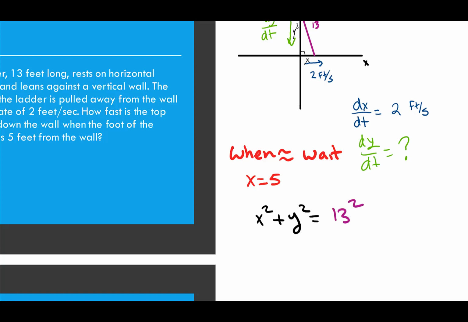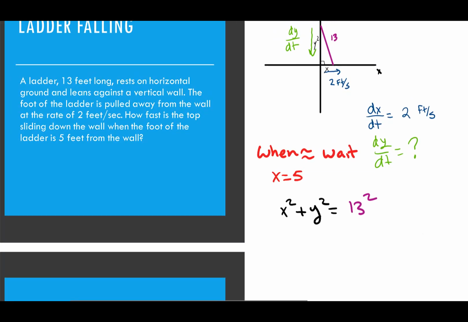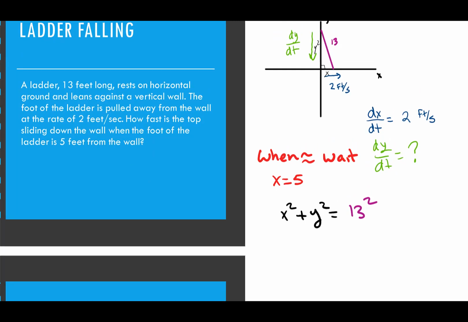That's never going to change. That's going to be 13 no matter what. That's how long the ladder is. So now we have ourselves an equation. We have an equation that relates everything together. We have our x values, our y values, and then we have this hypotenuse.